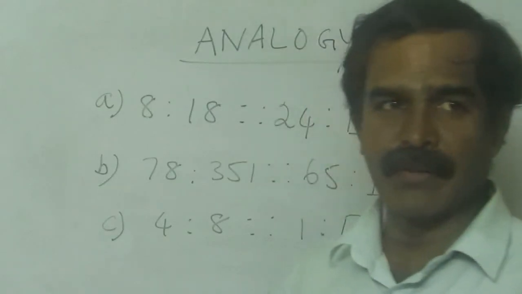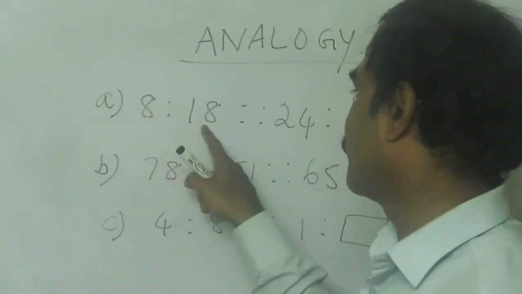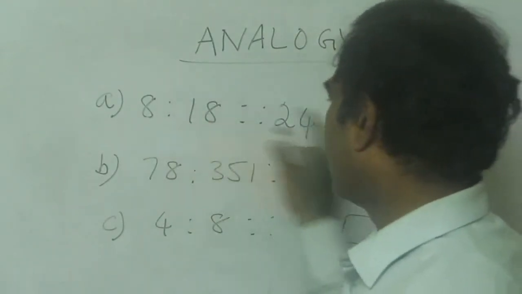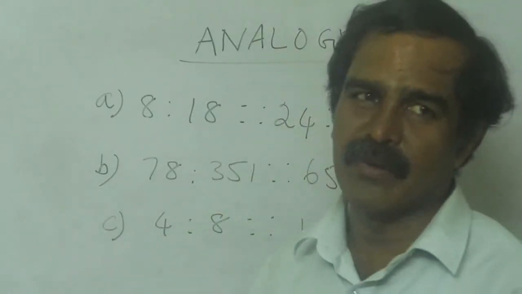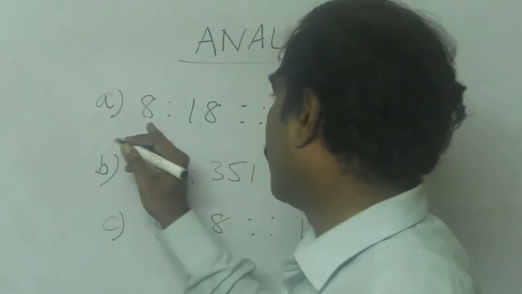Okay, you would have got some other way. In this case it is 8 into 2 plus 2, right? 8 into 2, 16 plus 2, 18. So 24 into 2 plus 2, 50. Obviously, whatever you think in your mind will be there in the options. But unfortunately, that is not the logic they usually use. So how to do this?